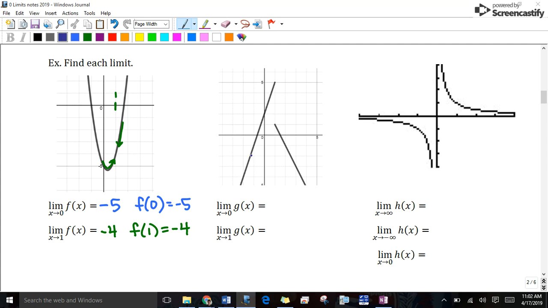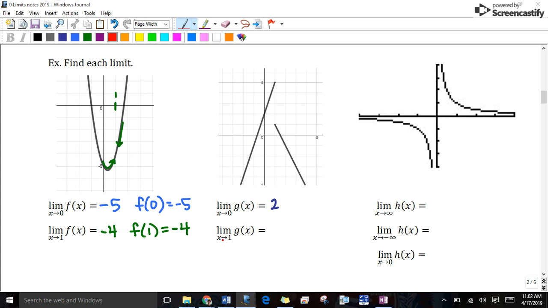Next one looks like a little piecewise function, a couple little linear pieces to it. Let's start by finding the limit as x approaches 0. So again, 0 right in the middle. If I follow my function in from the left side, if I follow my function in from the right side, I can see that they're both getting close to that y value of 2. So I would say that my limit has a value of 2. So as x approaches 0, y approaches 2. Okay, let's switch it up.